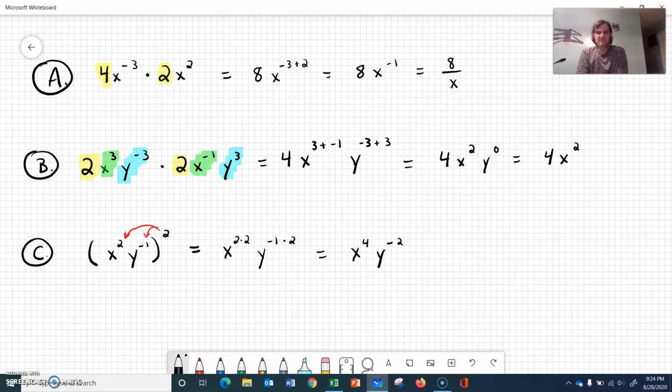So we've got x to the 4th, y to the negative 2, and the way to clean that up, because we don't like the negative exponent, is to keep x to the 4th on top and take the y to the negative 2 to the bottom as y squared. So our final answer looks like the fraction x to the 4th over y squared.